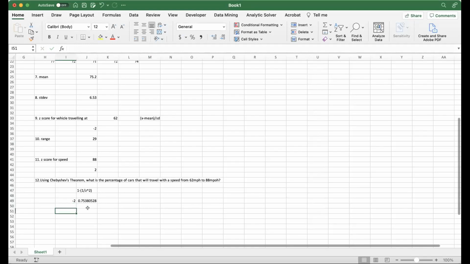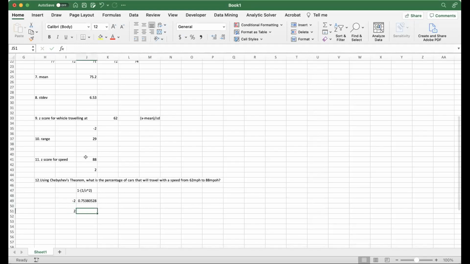Now let's do it with 2. Okay, so using 88, which our z-score would be 2, we calculated here. So again, same formula. We're going to use 1 minus 1. Oh, make sure you have the parentheses in the right place, which is what I was just making a mistake on, but I just caught myself, so that's good. Okay, so 1 minus 1 divided by 2 squared. And there you go.